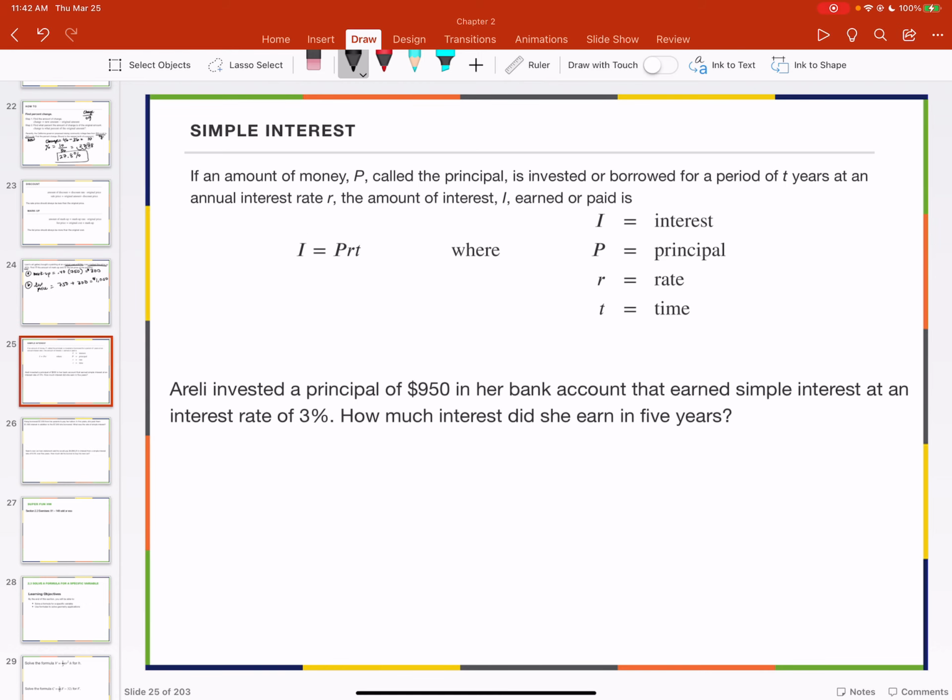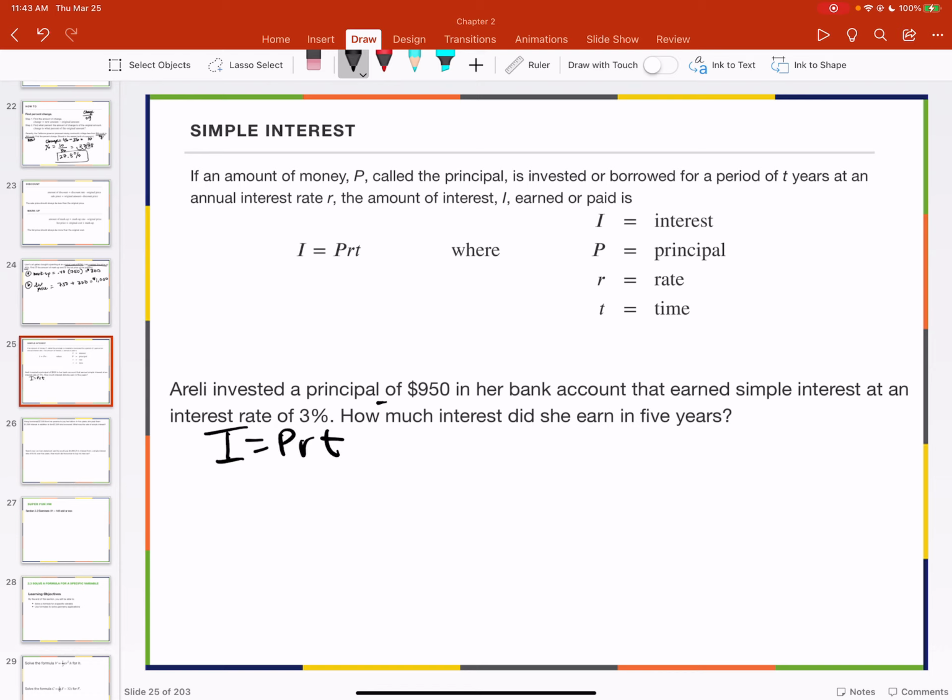Okay. Last thing we want to talk about is simple interest. Now, simple interest is actually pretty simple. All you have to remember is that the amount of interest equals the principal amount times the rate times the time. Okay, so it's not bad. So it's basically if you borrow money or you invest some money called the principal for a certain time period of T years at an annual interest rate R. Okay, so that's what that is. So let's do an example here. So I is equal to PRT.